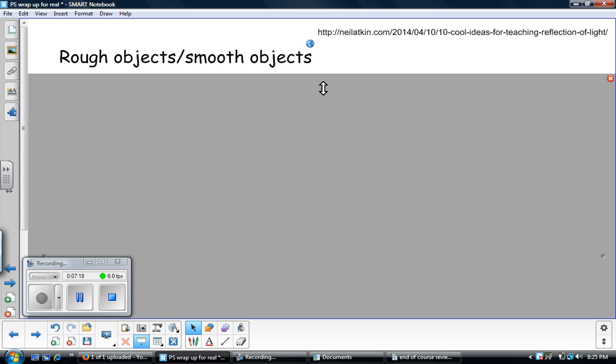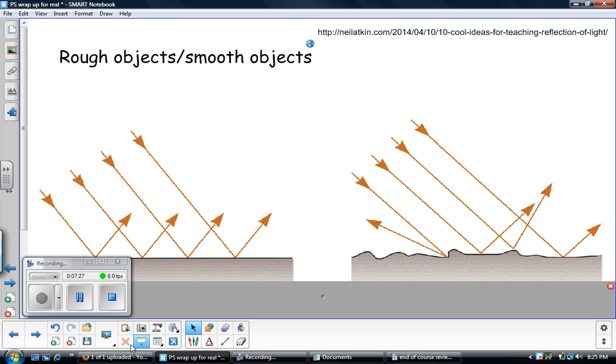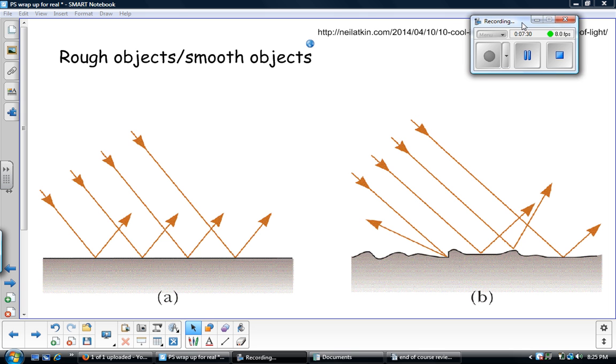Alright, let's focus on reflection for a minute. Sometimes light hits a rough object and sometimes it hits a smooth object, and we want to know what happens differently for those two. Here's an example of light rays hitting a smooth object. Here comes the rays. They're bouncing off at the same angle. When this happens, these light rays hit your eye in an organized pattern, and it gives you a really good reflection. A mirror is a great example of something that's very, very smooth and reflects the light in these parallel rays.